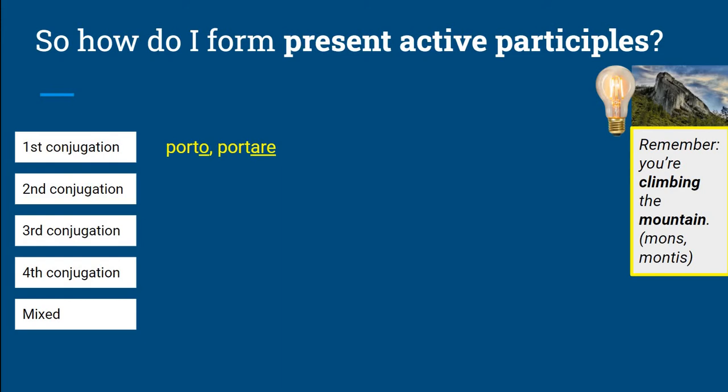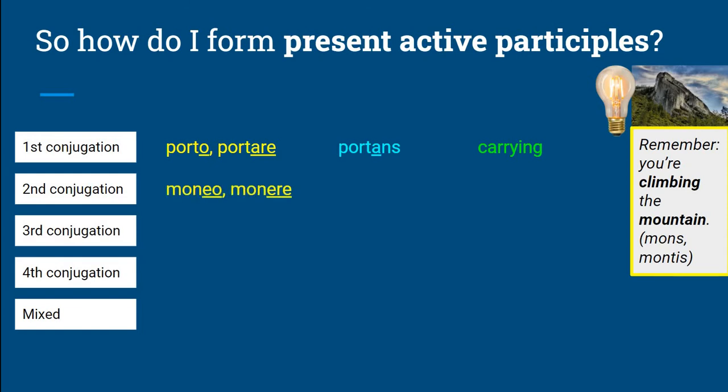So we have porto, portare in the first conjugation. Our present participle will be portans, which will translate to carrying. If you like, you can pause now and try and do the rest with examples of verbs from all the conjugations, or you can just follow along.